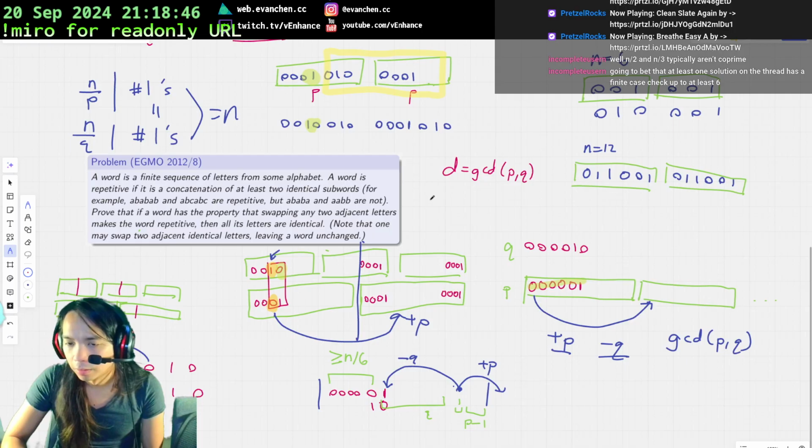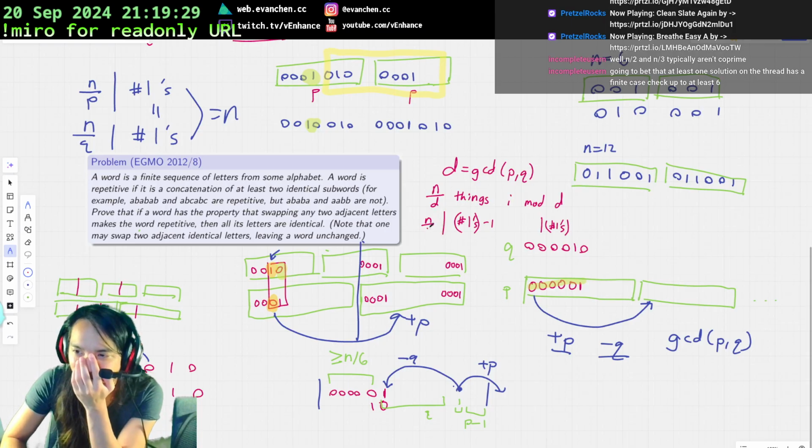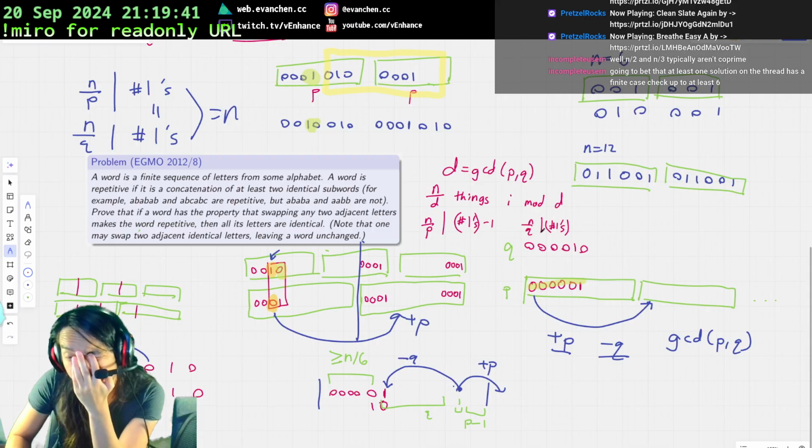So you look at the number of ones minus 1, which is supposed to be divisible by, well, whatever it is. The number of blocks is the way I should think about it. I really shouldn't use P and Q, honestly. I should just use the number of blocks. But anyways, this is N over P, this is N over Q. So N over P and N over Q can't share common factors.